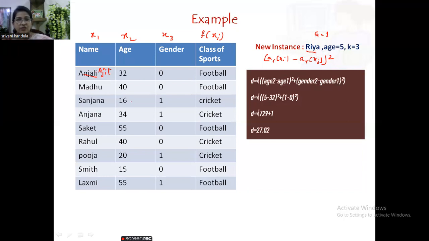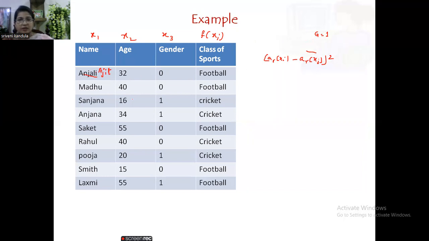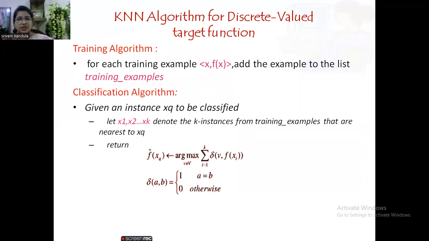Whenever I have this information, as per our algorithm, let me go back one step and show you. In this training algorithm, x is my instance and f of xi is my target. In my example, I have x1, x2, x3 followed by my target f of x. That is name, age, gender, followed by the class of sport. Whenever I have training examples like this, I simply add this example to the training examples list, and I have the database ready.